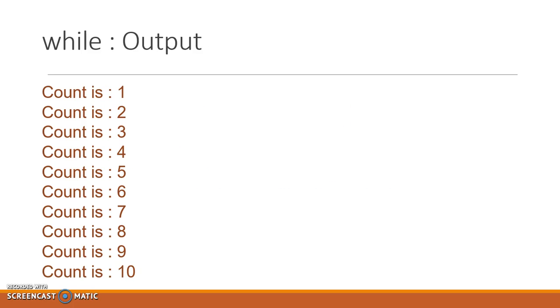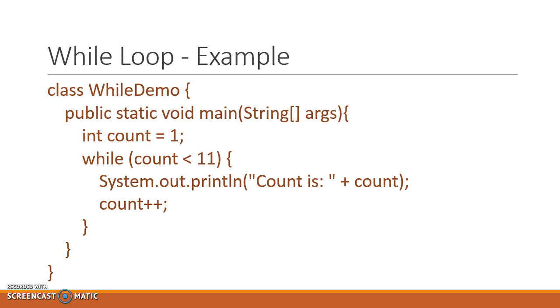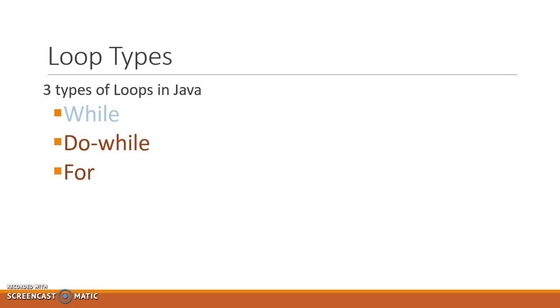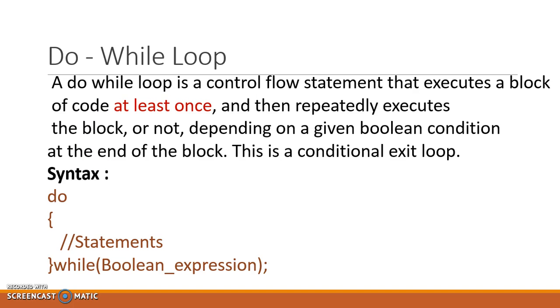So the result of the while loop is 1, 2 up to 10. We get 10 as the last value because the count is less than 11 according to the while expression. Now we are going to see the second type of loop, that is the do-while loop. We have already completed the while loop.